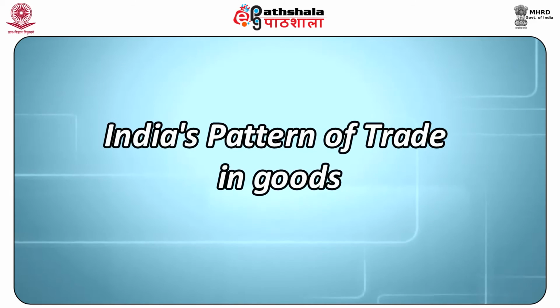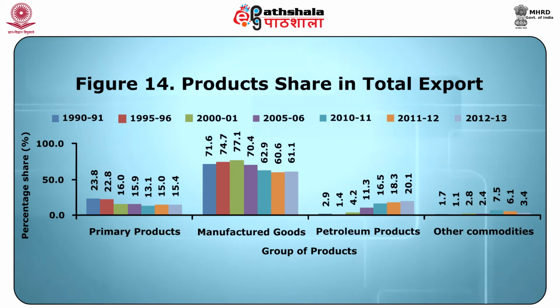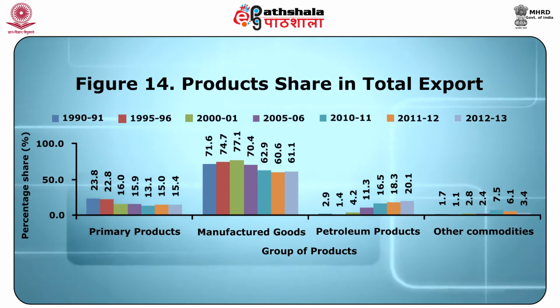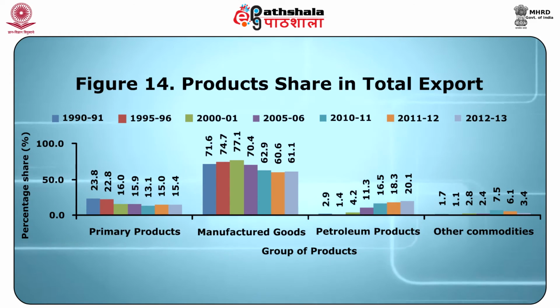So when we are looking at India's pattern of trade in goods, we first look at pattern of commodity export. Figure 14 shows India's pattern of trade in export for the selected years. By seeing this figure, we get an idea what is India's pattern of trade in export and how has it been changing.